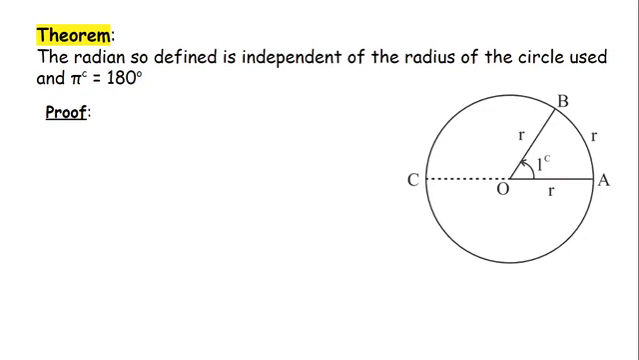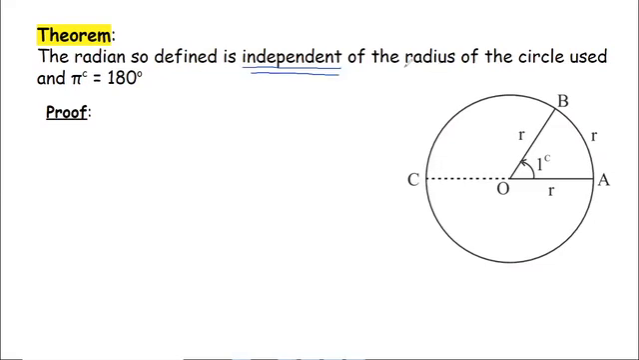So the statement of the theorem is: the radian so defined is independent of the radius of the circle used, and we also need to prove that pi radian is equal to 180 degree.